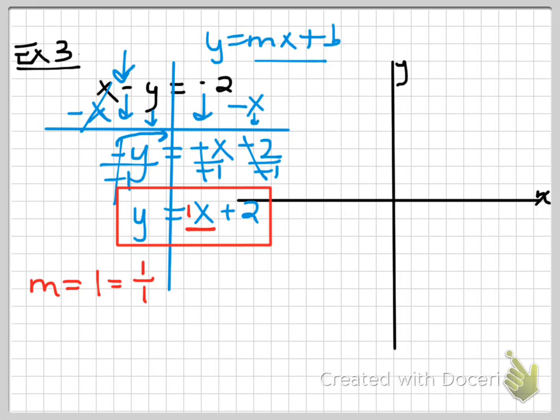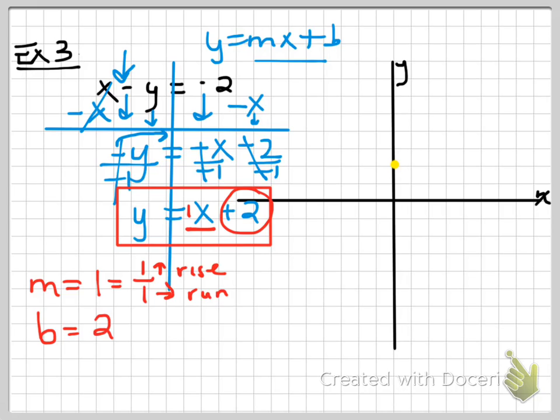Okay? So now I have a rise of a positive 1, so it's going to go up, and a run to the right of positive 1 as well. Next thing I need to do is find my y-intercept. There it is right there. So I have b equals positive 2, and that's where I'm going to start my graphing. So let's go ahead and graph. Go to 2 on the y-axis. Plot your point.